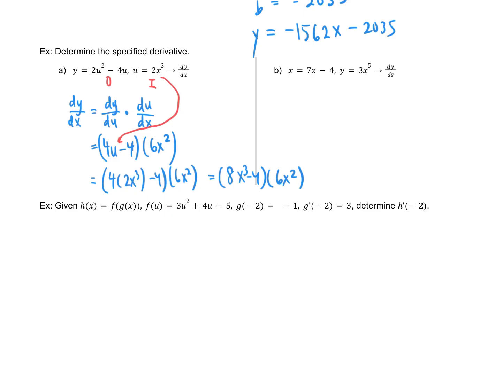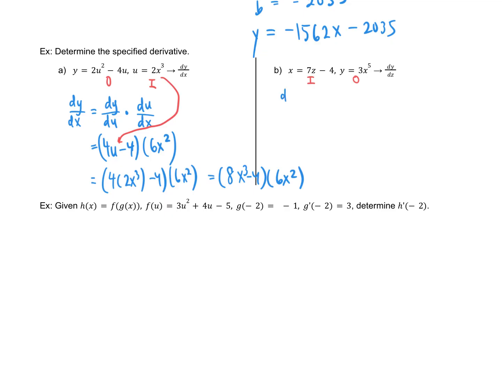For the next one, we have x is equal to 7z minus 4, and y is equal to 3x to the power 5, and we want to find the derivative of y in terms of z. So here our outside function is y, and the inside is x. And that's because x is in terms of z, and there's no equation of z in terms of something else. So the y has to be our outside.